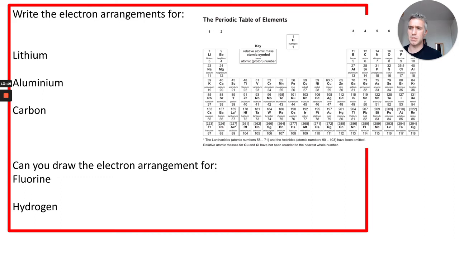Okay, so let's see if you know what I'm talking about. Using the periodic table, can you write for me the electron arrangement for lithium? So do it in brackets, the numbers in brackets. Aluminium, carbon. And then for the other 2, trickier, can you draw the electron arrangement for fluorine and for hydrogen? Pause and do these questions on your whiteboard.